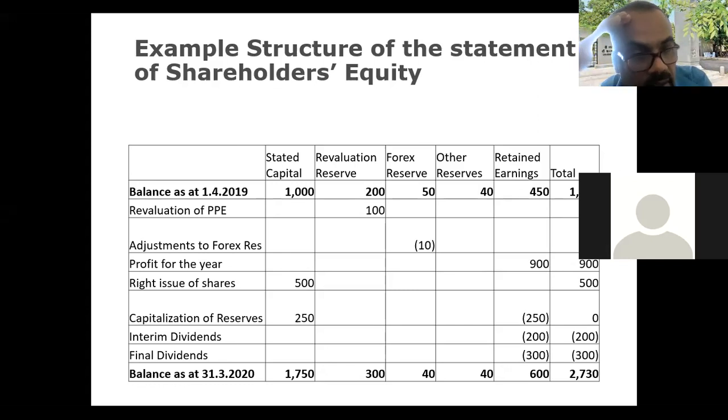Then how about the capitalization of reserves? Will there be any increase in equity? No, there is no change in equity when capitalizing the reserves. How about the response from others?